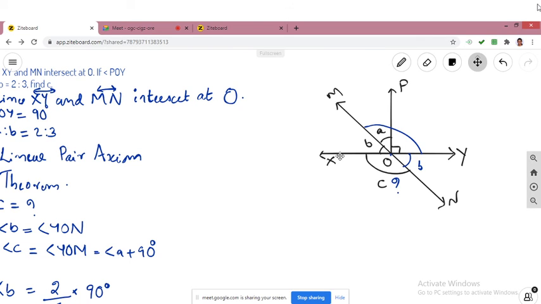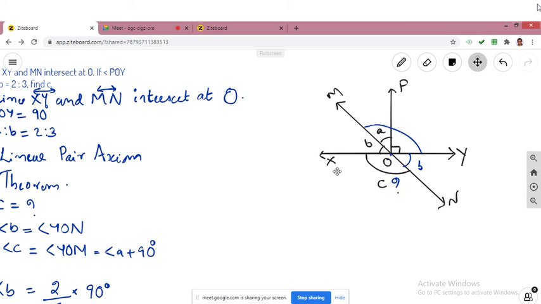Why did you get that? 90 degrees plus 90 degrees is equal to 180 degrees. Now, how did you get the sum to be 180 degrees? By linear pair axiom, you understood that angle POY plus angle POX is 180 degrees. Okay, then continue.